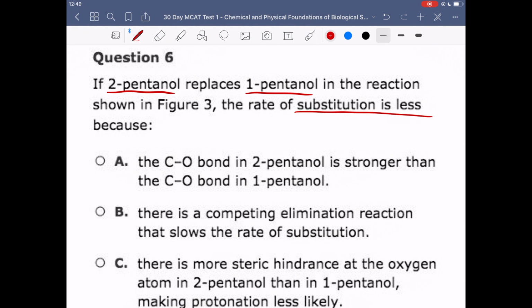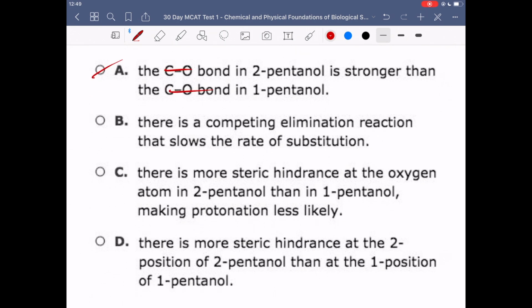Option A is saying there's less substitution because the CO bond in 2-pentanol is stronger than the CO bond in 1-pentanol. That's incorrect because it's talking about the CO bond. In both of them, it's just a carbon hydroxide bond. Like that bond is the same. The position has shifted, but there's nothing inherently about that bond that's different. Like it's not like we have a double bond versus a single bond or anything. Those bonds are the same, so this option is incorrect.